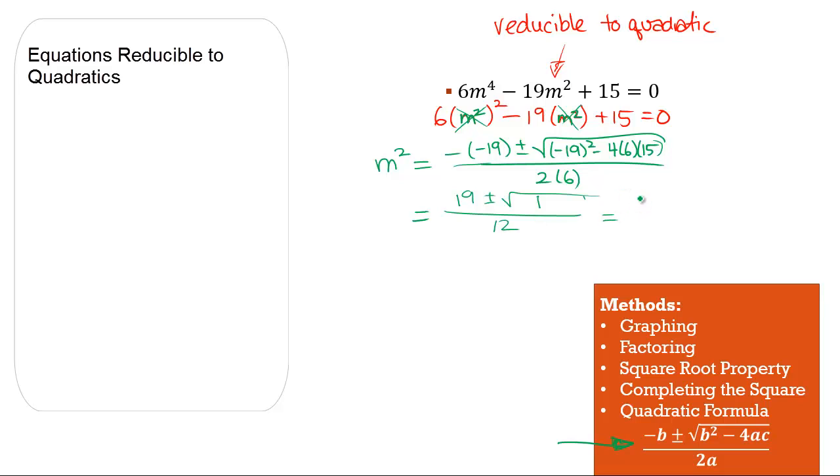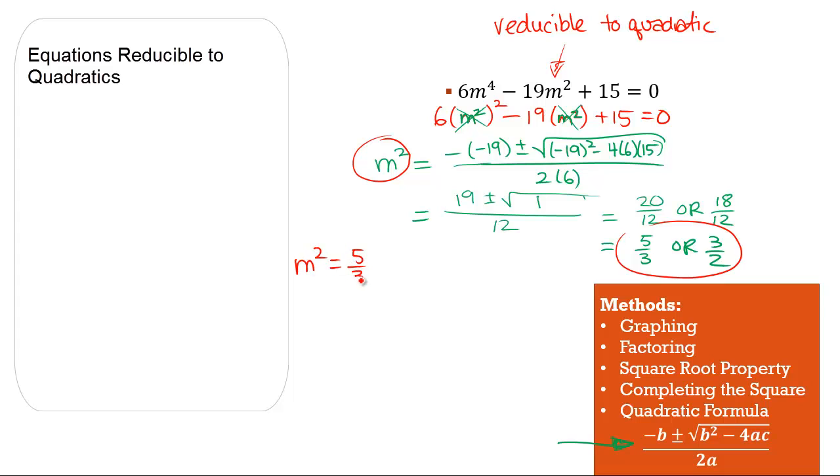That's either 19 plus 1, which is 20 over 12, or 19 minus 1, which is 18 over 12, which is 5/3 or 3/2. However, notice that that's equal to m squared. So we know that m squared is 5/3 or m squared is 3/2. But we still have to solve that afterwards. So we have two cases to continue with.